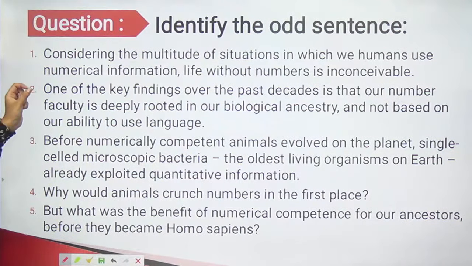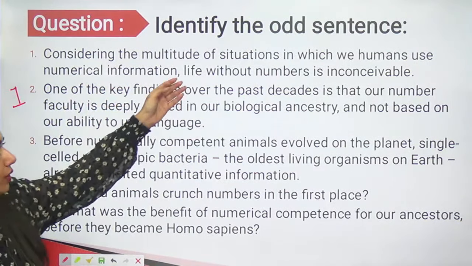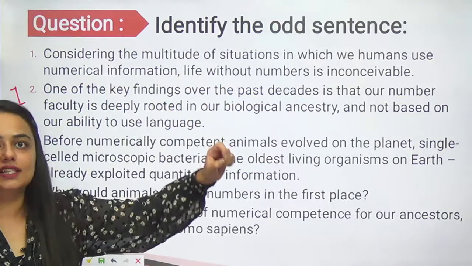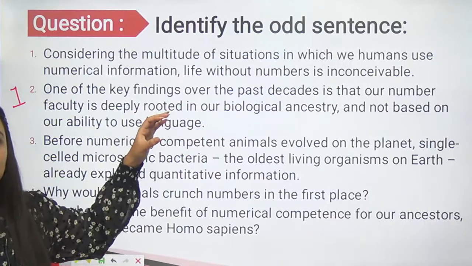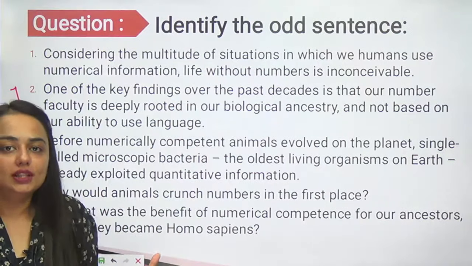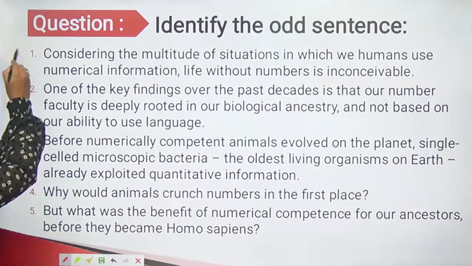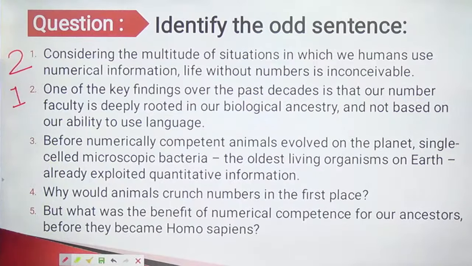So considering the multitude of situations in which we use numerical information, life without numbers is inconceivable. First of all, they are talking about some discovery, some finding, and then they are mentioning that finding. So logically and in sequence, this becomes the second sentence. If you have a look at the fourth and the fifth, both are a continuation of this idea, but the fifth is more apt to be the next one in the sequence.